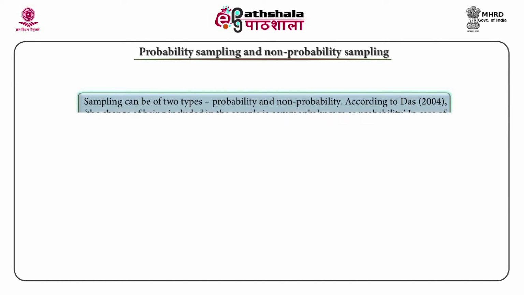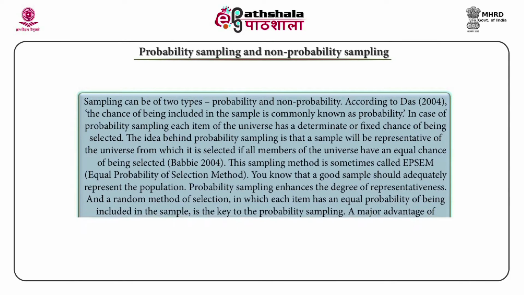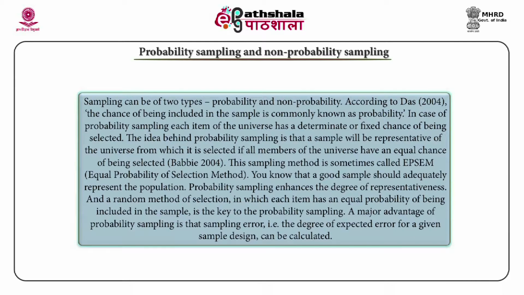Sampling can be of two types: probability sampling and non-probability sampling. In case of probability sampling, each item of the universe or population has a determinate or fixed chance of being selected. The idea behind probability sampling is that a sample will be representative of the universe from which it is selected if all members of the universe have an equal chance of being selected. This sampling method is sometimes called EPSEM, equal probability of selection method.